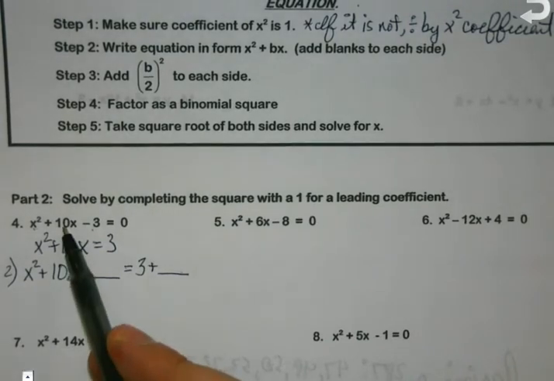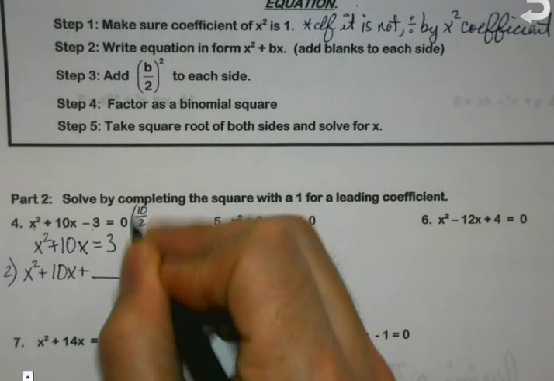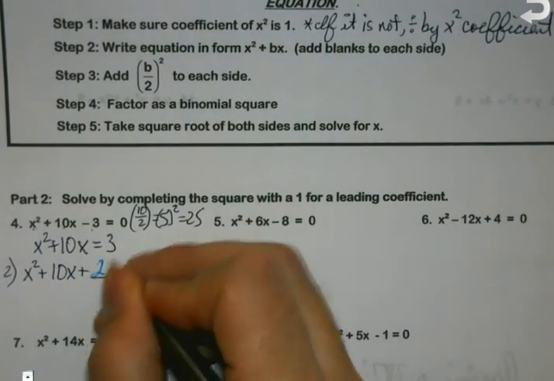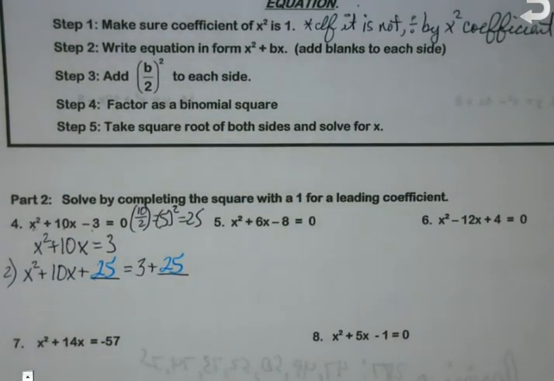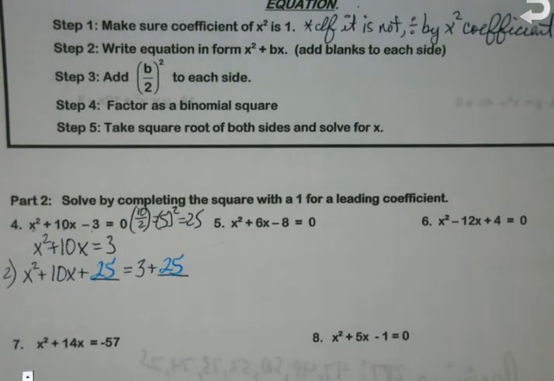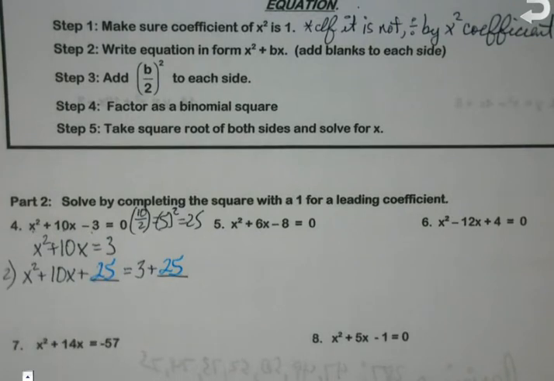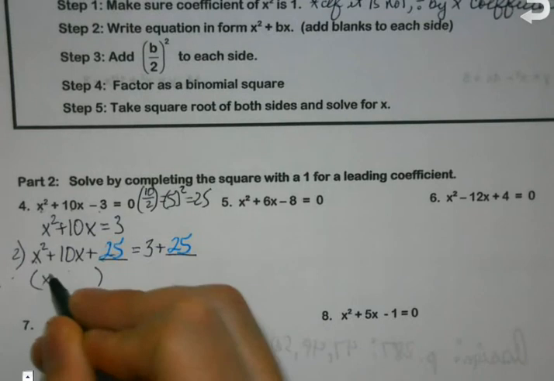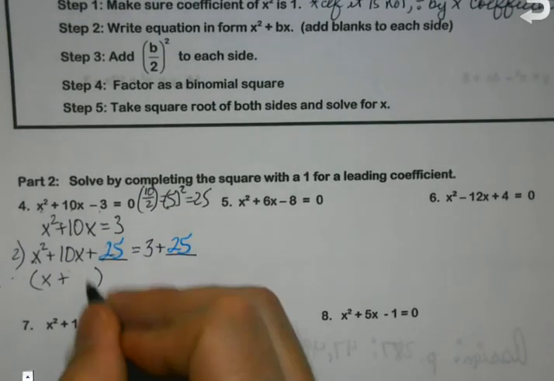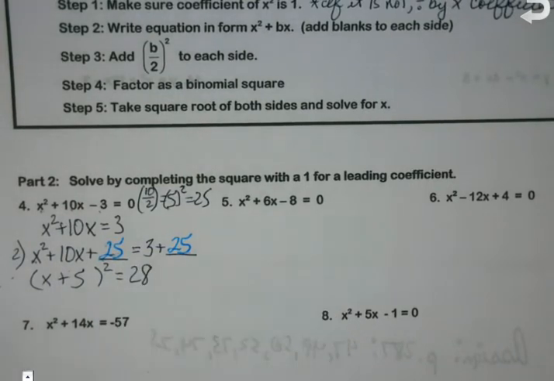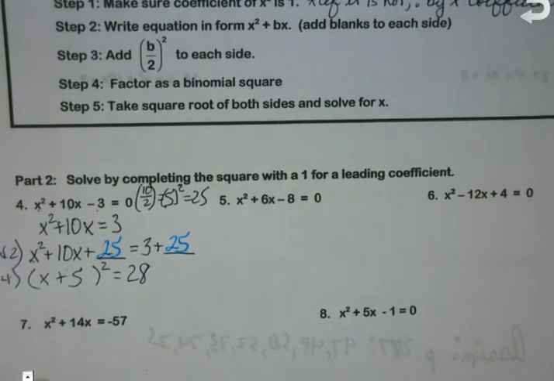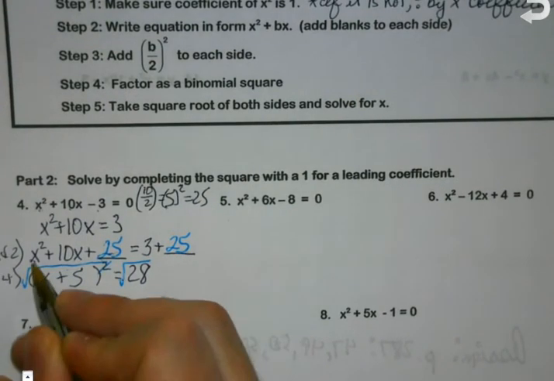So, my b is 10. 10 divided by 2 is 5. And square it. That 25 is what gets added to each side. Okay? X's on their own. Add my half b squared to each side. So I look and I say, okay, what have I got now? This is going to be a binomial square. X plus whatever I did when I did b divided by 2. So x plus 5 squared equals 28. And then solve it. Perfect. Take the square root. The squared and square root are inverses.